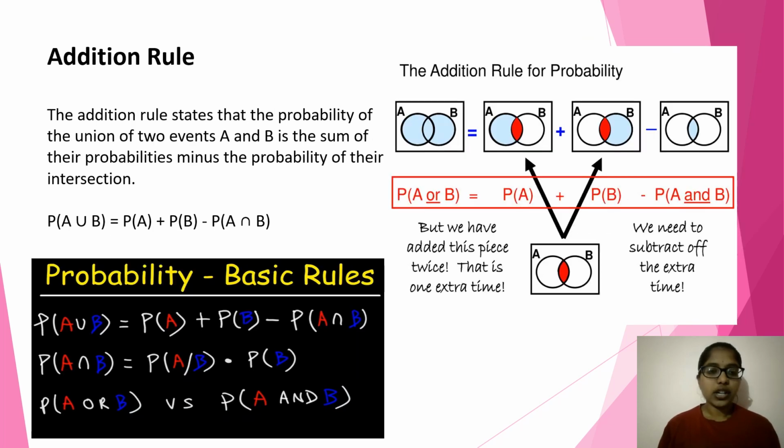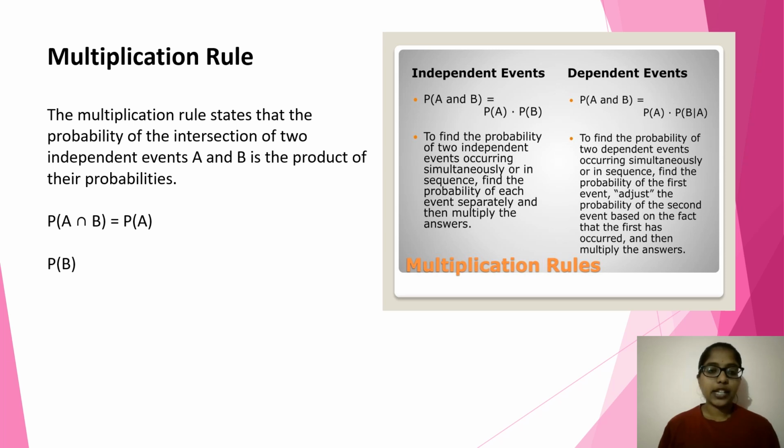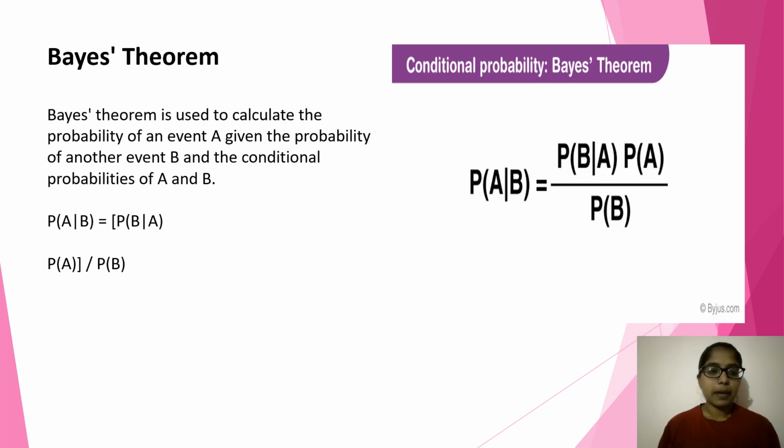Addition rule. The addition rule states that the probability of a union of two events A and B is the sum of their probabilities minus the probability of their intersection. P of A union B equals P of A plus P of B minus P of A intersection B. Multiplication rule. The multiplication rule states that the probability of an intersection of two events A and B is the product of their probabilities.